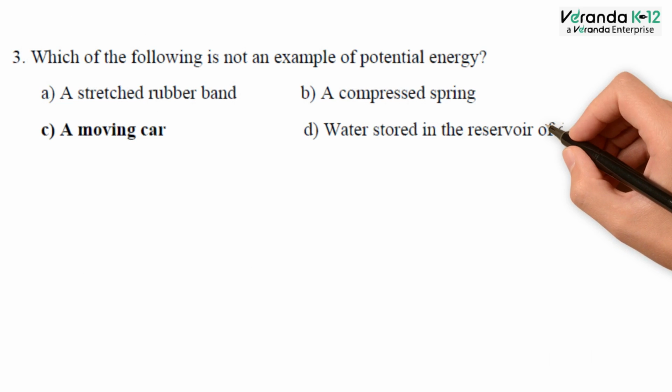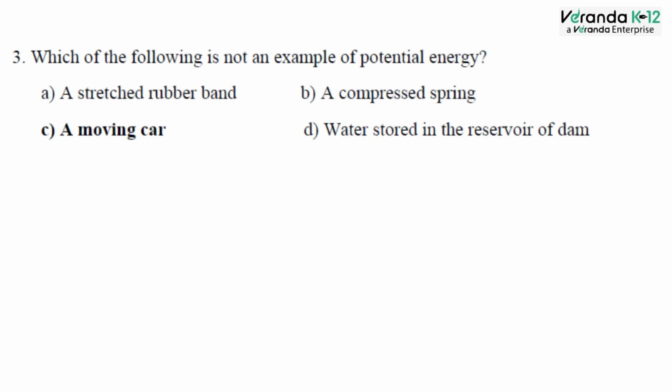And question number 3: which of the following is not an example of potential energy? Option A, stretched rubber band; option B, a compressed spring; option C, a moving car; option D, water stored in the reservoir of a dam. Options A, B and D are all examples of potential energy, because it is the amount of energy which is stored. Here the moving car is an example of kinetic energy. So option C, a moving car, is the correct answer for question number 3.